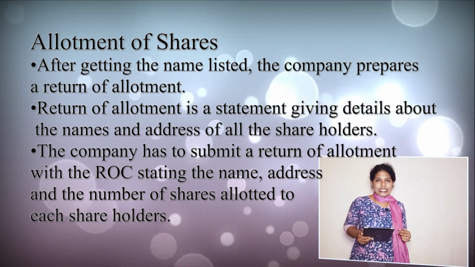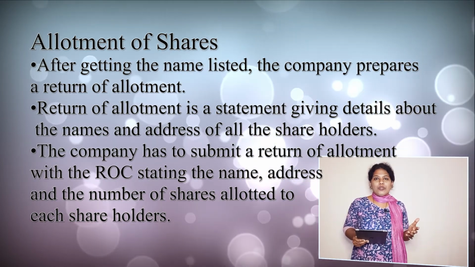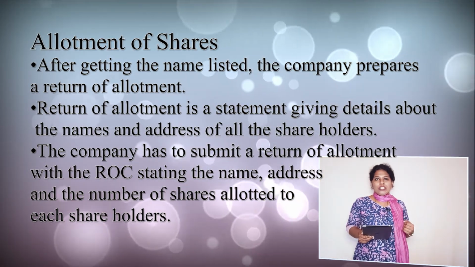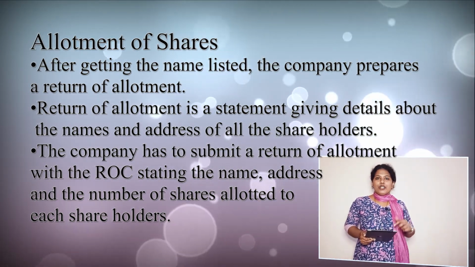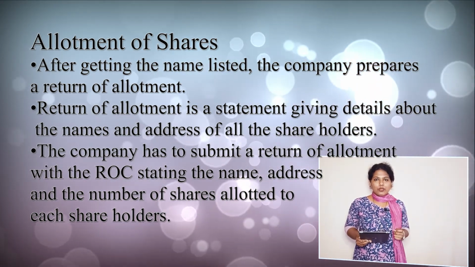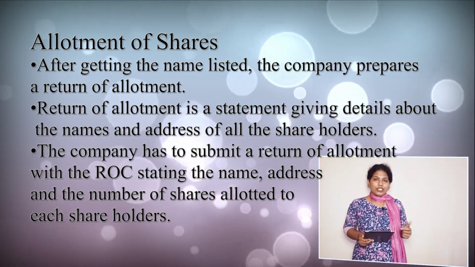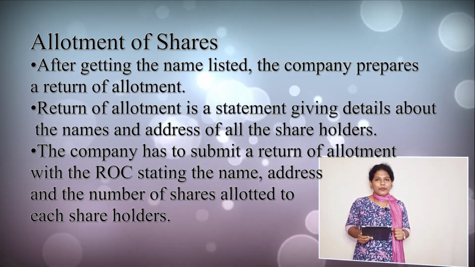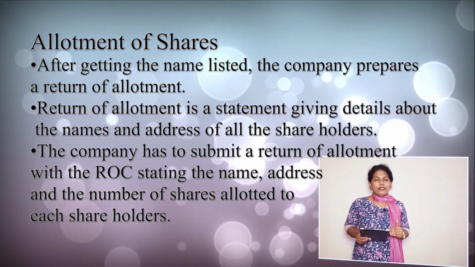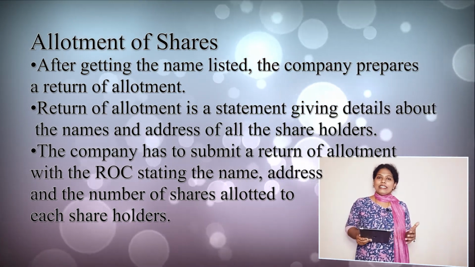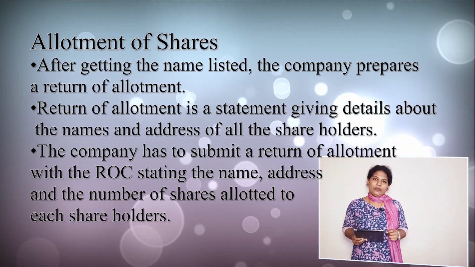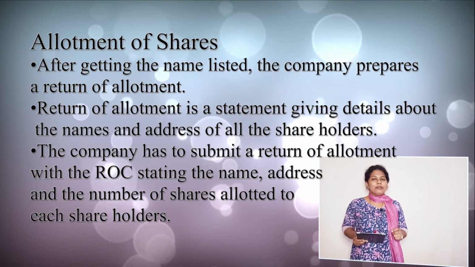So here in the last step, we will be allotting shares towards the successful allottees, or the people who have subscribed towards the shares or debentures. A letter of allotment will be sent towards them, stating the name of the people who subscribed towards the shares or debentures, the number of shares held by them, their address, and so on. So in this step, a return of allotment is prepared by the company and the same will be submitted towards the ROC stating the name, address as well as the number of shares allotted to each shareholder, or the people who have subscribed towards the shares or debentures of the company.